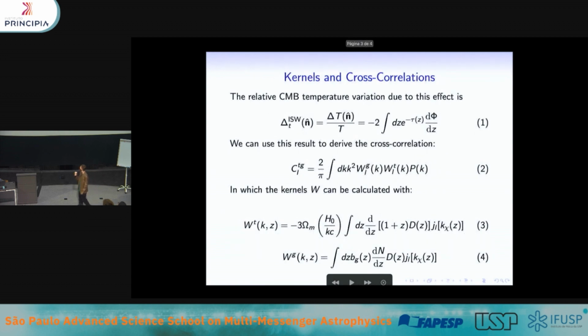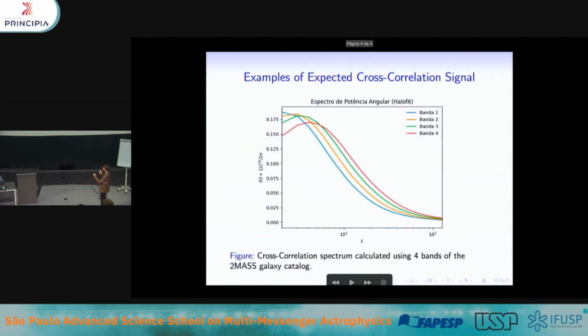But one can imagine that because of this relation between gravitational wells and the CMB photons, we can probably measure a cross-correlation spectrum. So that's the focus of my project, to understand this effect from this point of view. Here are a few calculations. I'm not going to go into the details, but basically what this is doing is calculating the cross-correlation spectrum, and the predicted result is something like this.